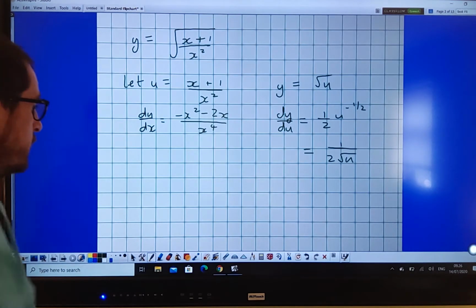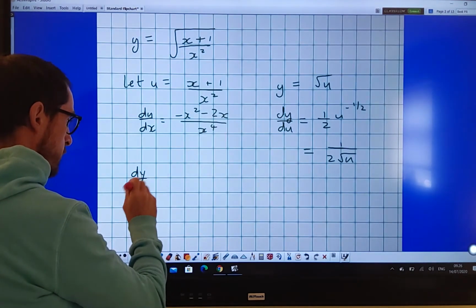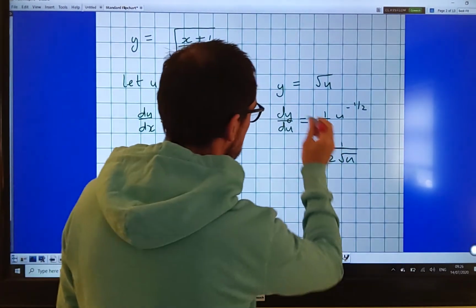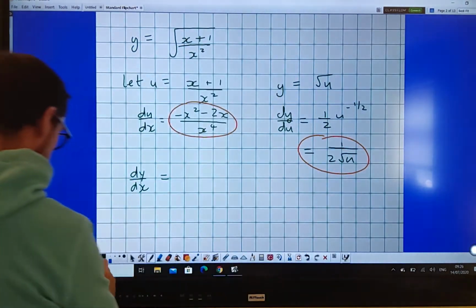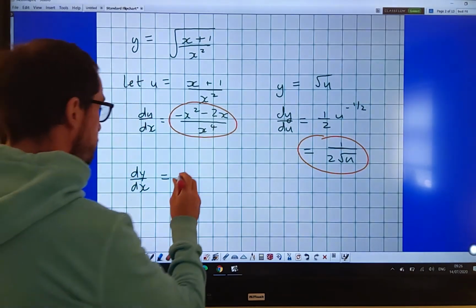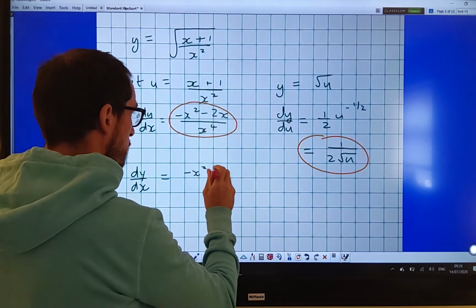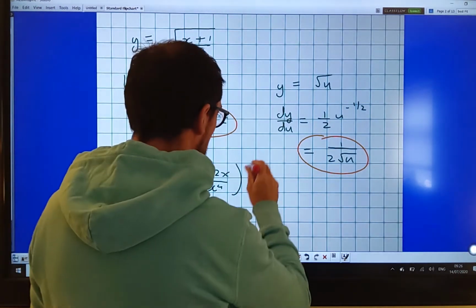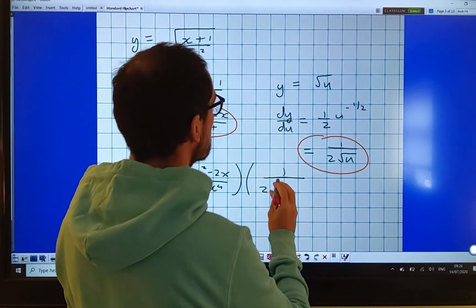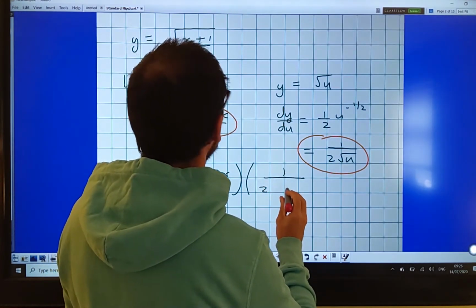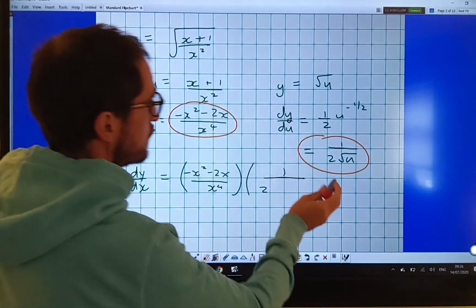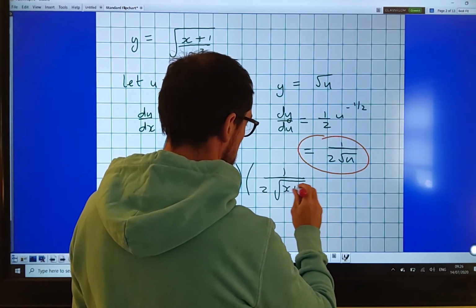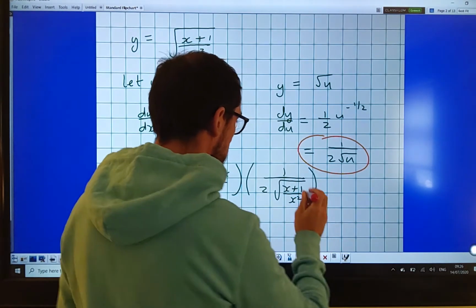So now your answer is going to be dy dx. We know it's just going to be du dx times dy du, and that's going to be equal to minus x squared minus 2x over x to the power 4, multiplied by 1 all over 2 times the square root of u, and the square root of u was equal to the square root of x plus 1 over x squared. And you can leave it like that.